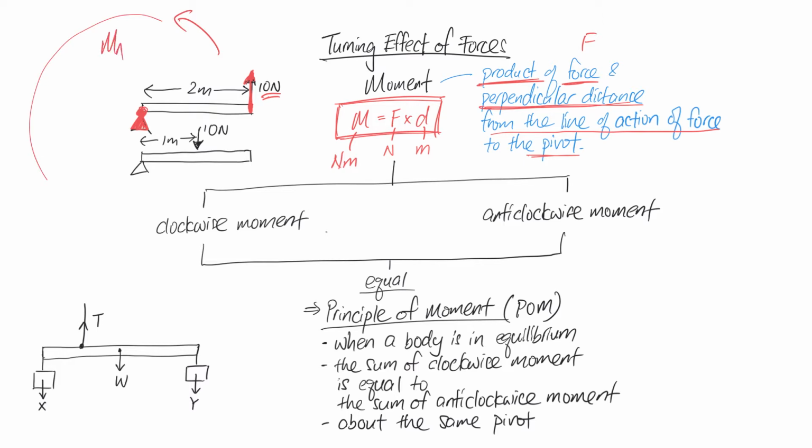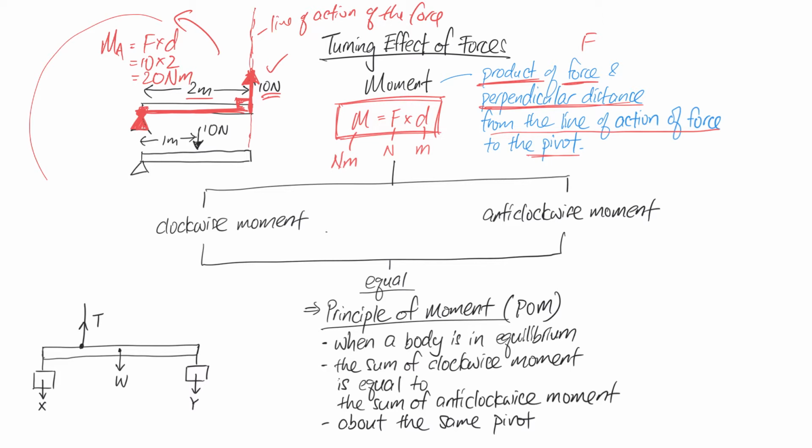So what is the anti-clockwise moment? Force times distance. As you can see here, the force is 10 and the distance, this is already the perpendicular distance. This is the force. This is called the line of action of the force. Basically, you just extend the line where the force is. Just extend it, and it has to be perpendicular all the way to the pivot. So this is the perpendicular distance that I want. So it's 2 meters and the moment will be 20 Newton meters.